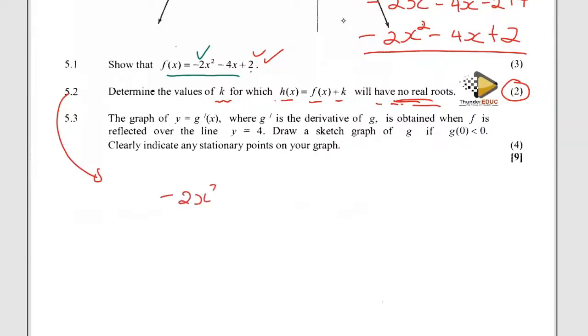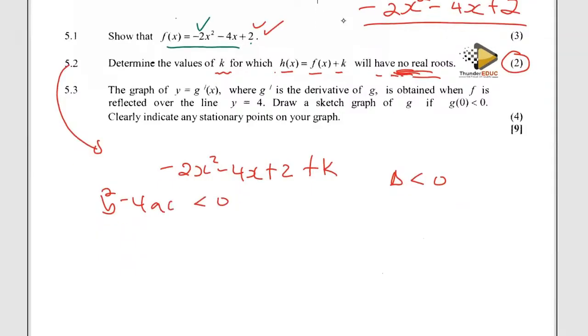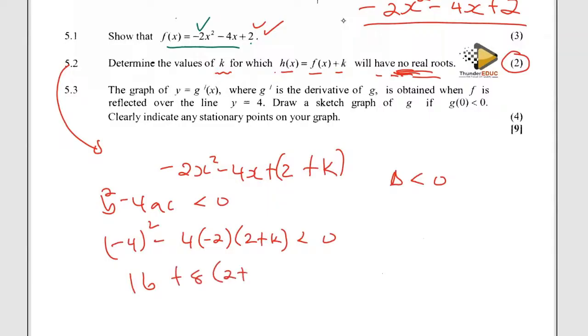minus 2x squared minus 4x plus 2, saying we are plusing a k. For it not to have real roots, which means the discriminant must be less than 0. So b squared minus 4ac is less than 0. So our b is negative 4. We square that, minus 4, our a is negative 2. And then our c is going to be the whole of this, which is 2 plus k, should be less than 0. So 16, that's going to be a plus 8 into 2 plus k is less than 0.